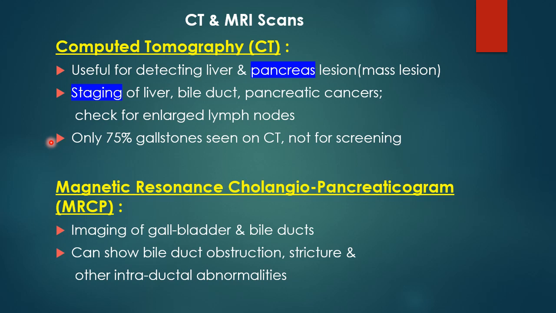The next is the magnetic resonance or MRI of the gallbladder and the bile ducts. This is useful imaging for the gallbladder and the bile ducts. It gives you any lesions within the lumen of these ducts. It outlines the ducts very well. It can show bile duct obstruction, strictures, and other intraductal abnormalities like cancers. The drawback of this method is that it is solely diagnostic. It is not therapeutic.